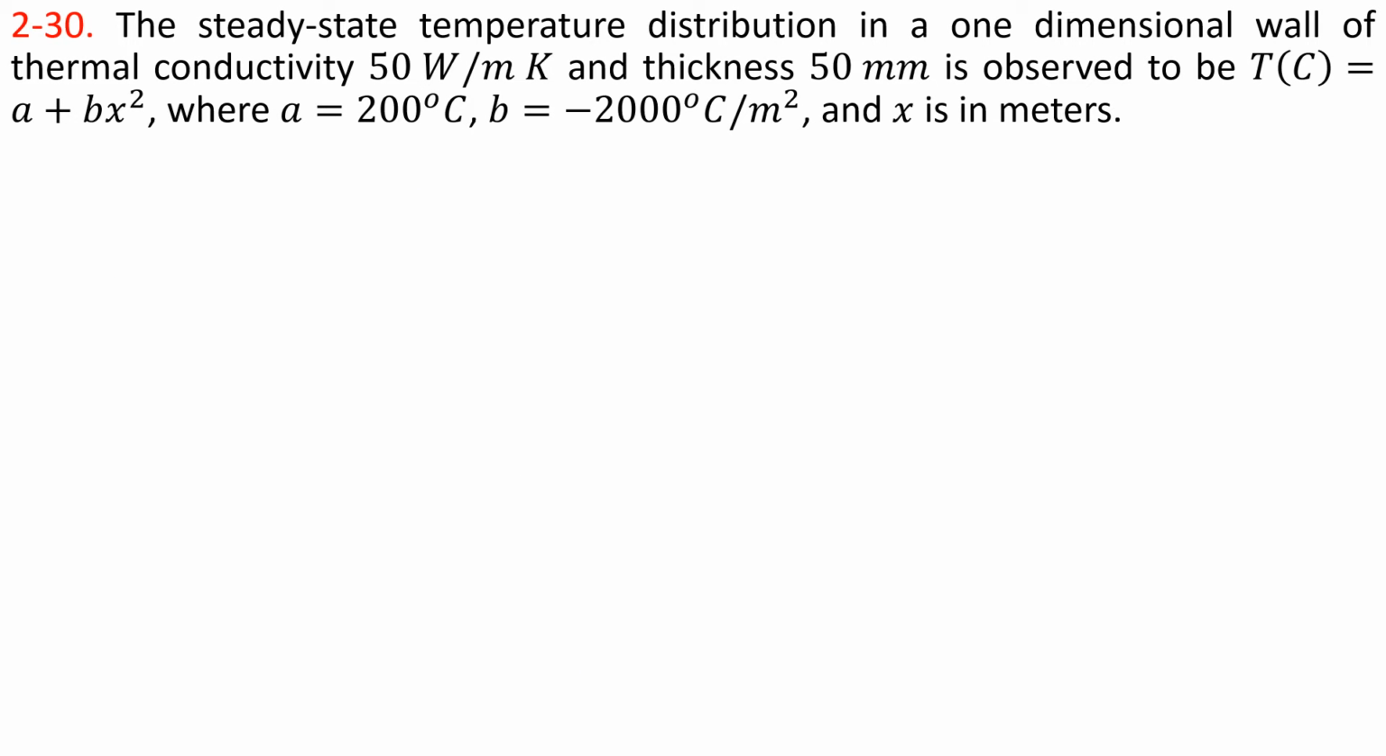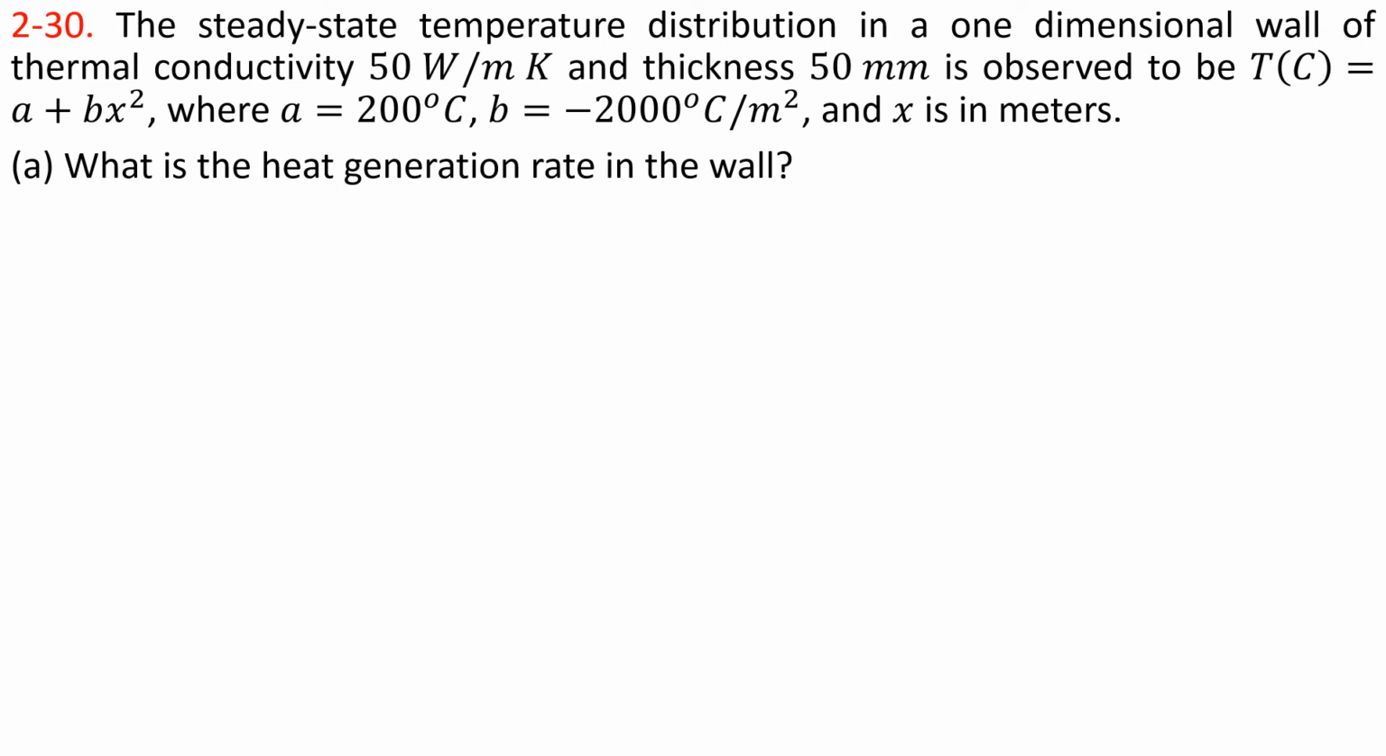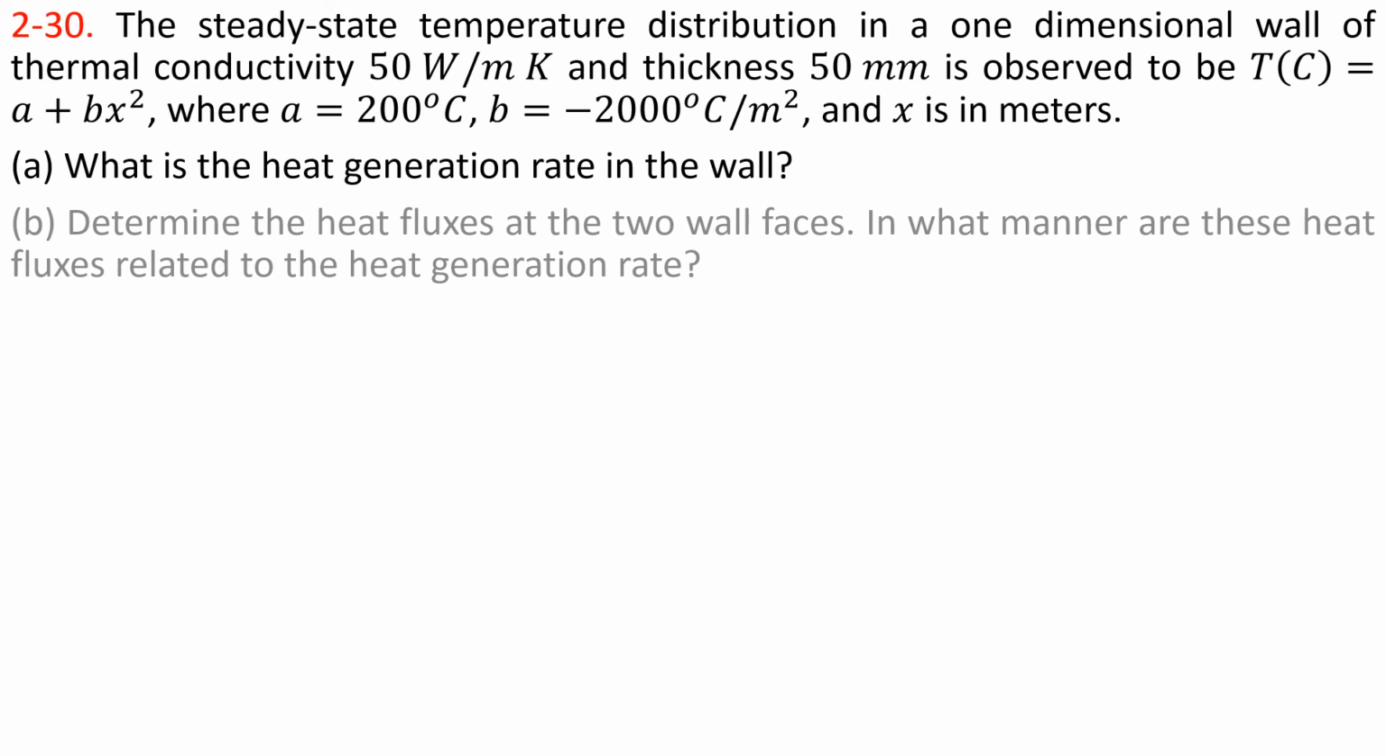Now we are moving towards another problem, which is problem 2-30 of our textbook. The steady state temperature distribution in a one dimensional wall of thermal conductivity 50 watt per meter Kelvin and thickness 50 millimeter is observed to be T in degrees C equals A plus B x square, where A is equal to 200 degrees centigrade and B is equal to minus 2000 degrees centigrade per meter square and x is in meter. Part A, what is the heat generation rate in the wall?